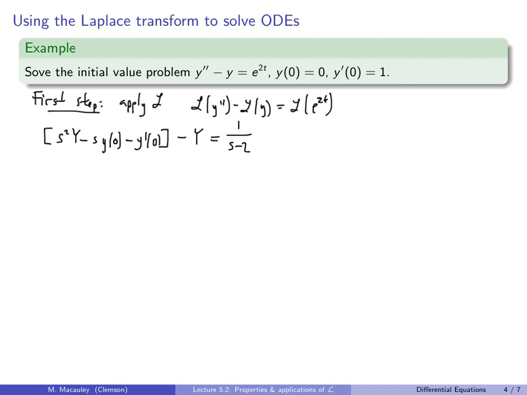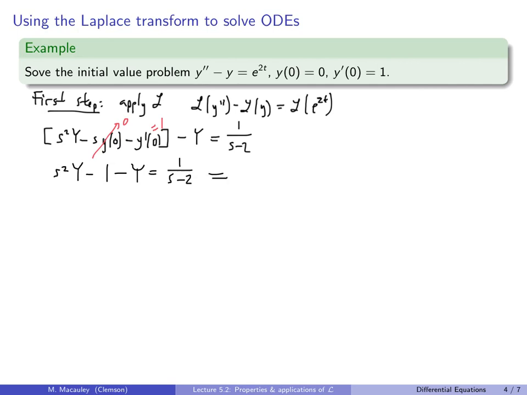Okay, so let's simplify this. Let's plug in y of 0 and y prime of 0. So y of 0 we're given is 0 and y prime of 0 is 1. So we simplify this and we get s squared Y minus 1 minus Y equals 1 over s minus 2.